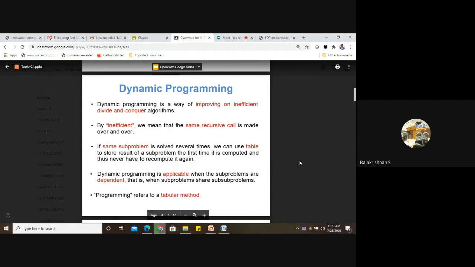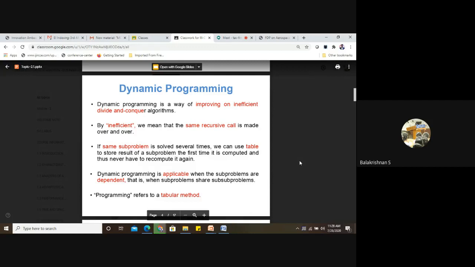Divide and conquer means we have three important operations. First, divide the problem into subproblems. Next, conquer: the subproblems are solved recursively. Whenever we use a recursive function, it will be called over and over within that, and that actually shows it is inefficient. Such a thing will be avoided or improved in the dynamic programming concept.